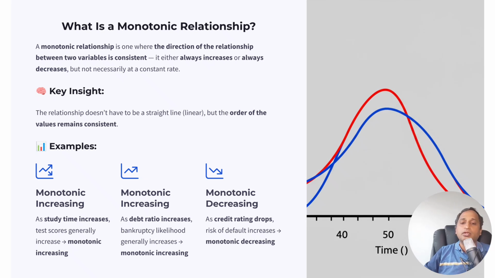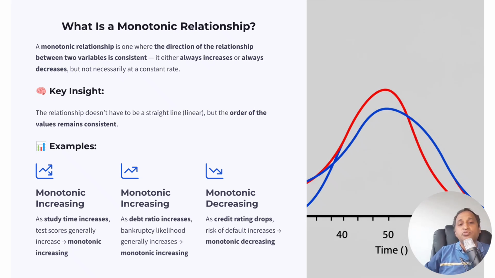A monotonic relationship is one where the direction of the relationship between two variables is consistent. It either always increases or always decreases, but it doesn't have to follow a straight line. So it's not about linearity. That's very important. It's about the order of the values being preserved. So even if the rate of change isn't constant, as long as higher values of one variable consistently relate to higher values, or maybe lower values, of another variable, it is a monotonic relationship.